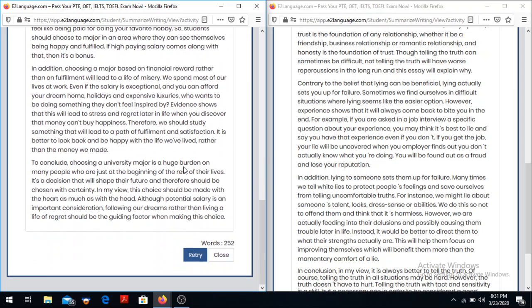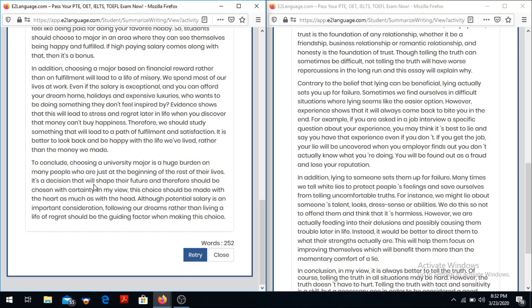So now let's go to the conclusion of the first topic on the left side. To conclude, choosing a university major is a huge burden on many people who are just at the beginning of the rest of their lives. It is a decision that will shape their future and therefore should be chosen with certainty. So here we have given the general statement. And at the end we should give our opinion.